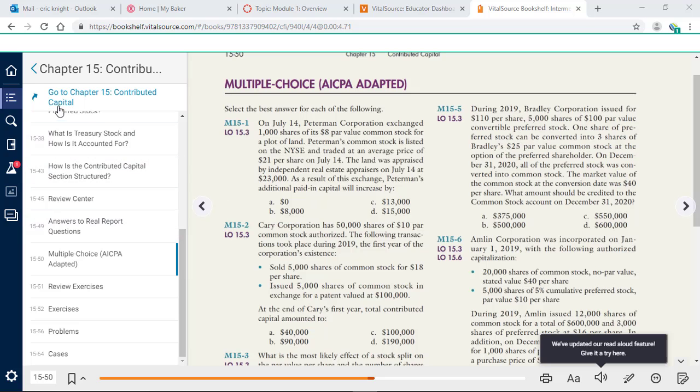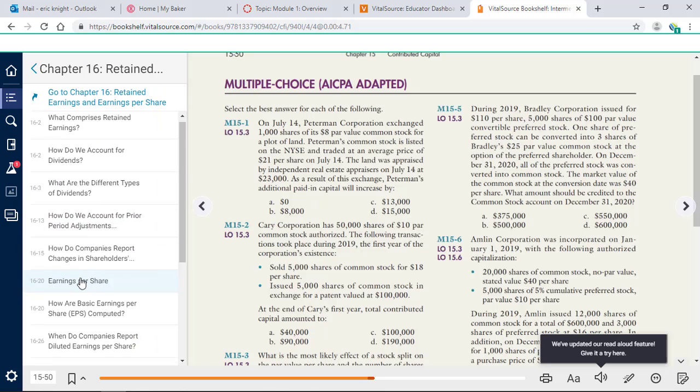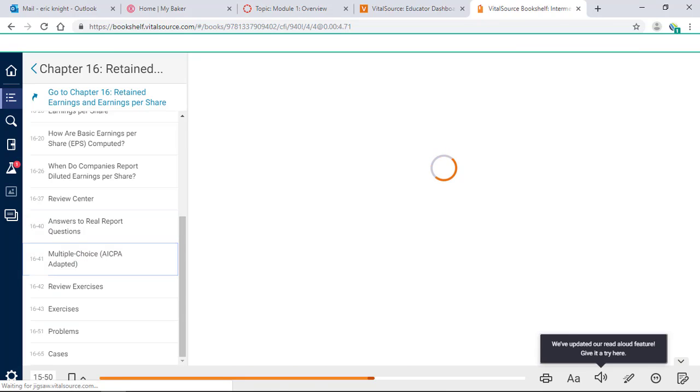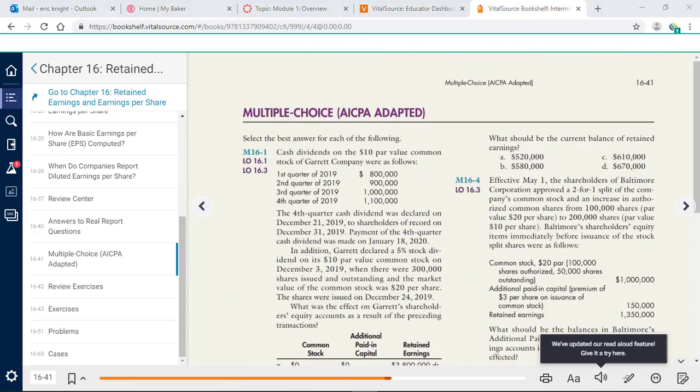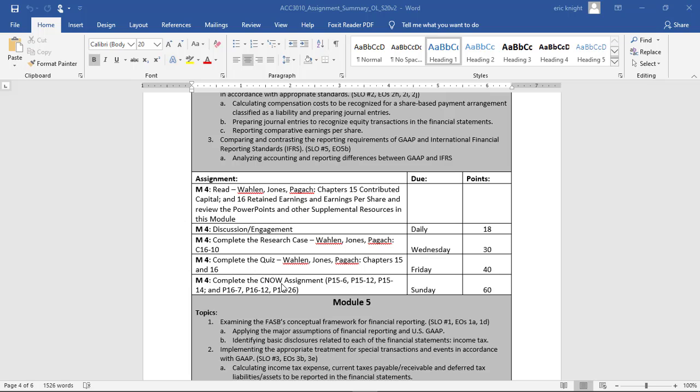So this is chapter 15, chapter 16. You can get to that just by going down there. It takes you directly to it. There you go. Won't talk too much about Cengage Now, since that's through the Cengage system. You should be pretty familiar with it by now.